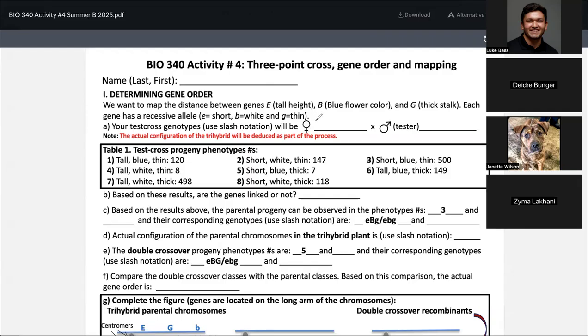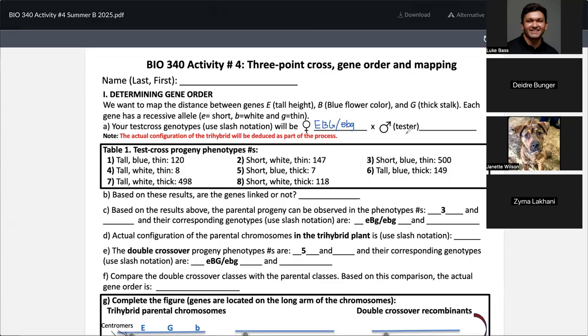Anyways, your trihybrid, the way you're going to set that up is on one side you're going to have, I think we're using E, B, and G. You're going to have big E, big B, and then big G. Then the annotation that we use is a slash, denoting that we're going to look at the next set of alleles. Then you're going to have little e, little b, and little g. So this is your trihybrid individual, and it's heterozygous for all three genes.